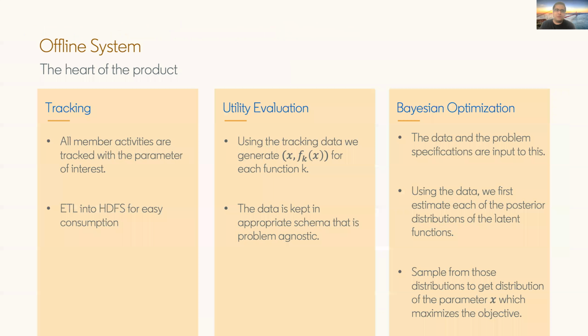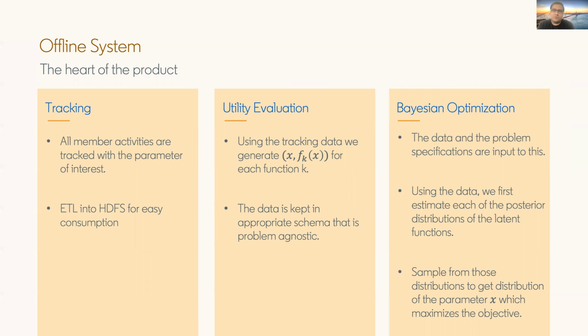So let's just go over what we talked about so far. We basically have tracking data. All the member activities are tracked with the parameter of interest, which means the configurations that the members were exposed to. You basically track their member activities, and they get ETL'd into an HDFS store.